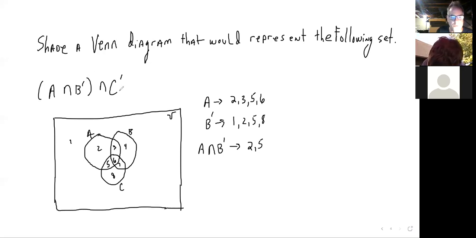All right, we got more going on here. Then we're going to take that and intersect it with C complement. So let's write down the regions that belong to C complement. That's everything outside of C. That would be regions 1, 2, 3, and 4.